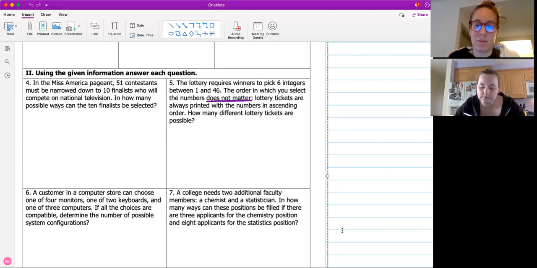but that's a good way to know that it's a combination for tomorrow's stuff. Lottery tickets are always printed with the numbers in ascending order. How many different lottery tickets are possible? So it said that we had integers between 1 and 46, and so we know that we have 46 total numbers that we're picking from. Now, the number we're picking is 6, and so r is going to equal 6. So you're picking 6 from the 46 numbers that are available.